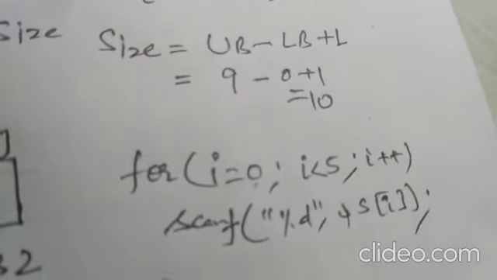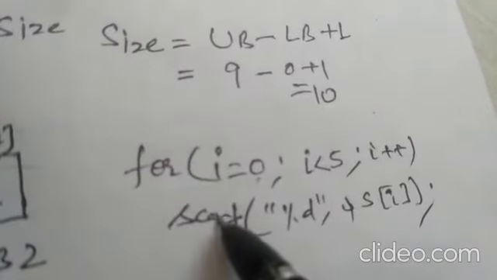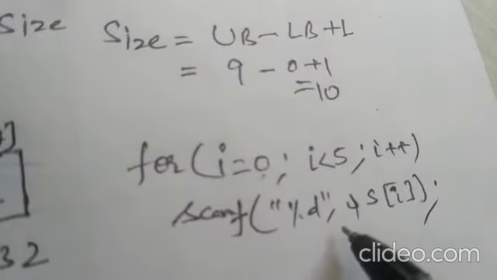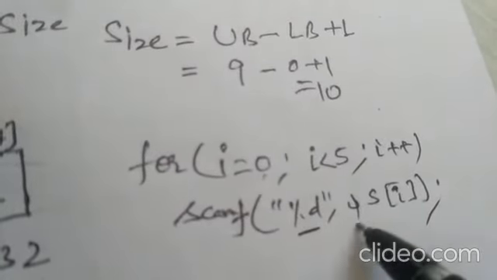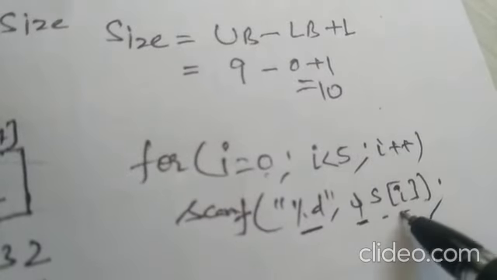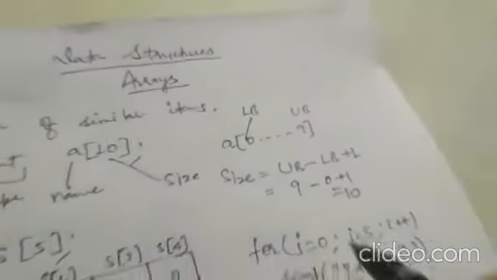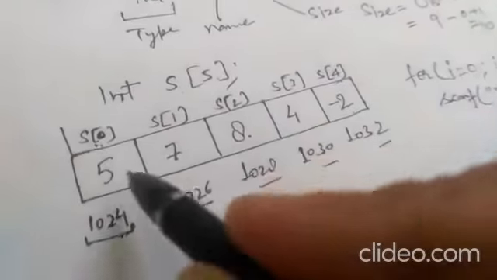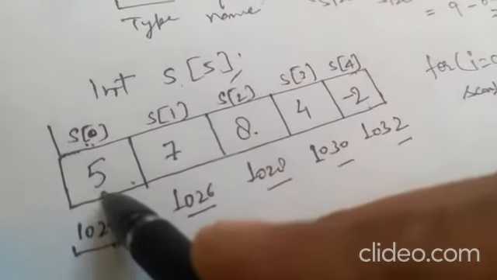So what it will do is, from the keyboard, whatever values we are entering, the first integer value will be stored at the address of s[0]. And I told you here that this is s[0], and whatever you have entered from the keyboard will be stored at this location.